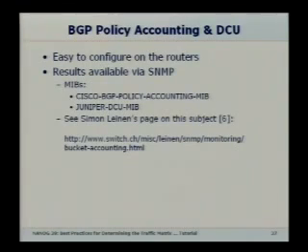Simon Leinen from Switch pointed me to a nice web page he has made with the URL written down here, where he explains a bit on how you can access the data for both BGP policy accounting and the Juniper DCU. He also has provided a library for using SNMP and Perl. There are links to the MIBs there. So if you're ever interested in doing something with these features, that would be a very good place to get started.